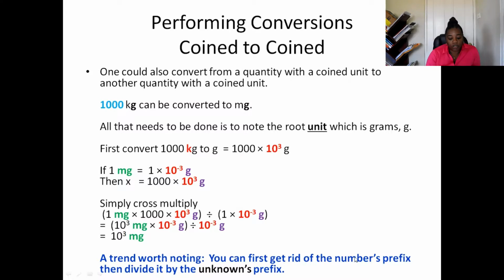Now a trend worth knowing. You can first get rid of the number's prefix, whatever they give you, and then you divide it by the unknown's prefix. And I'm not going to leave you stranded, of course.